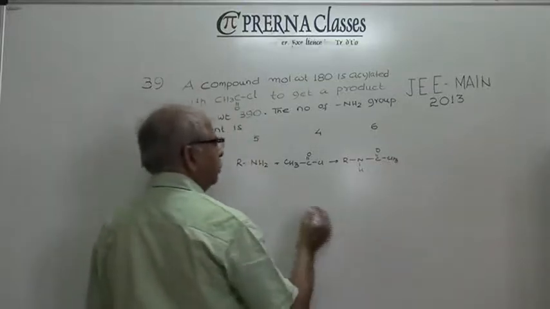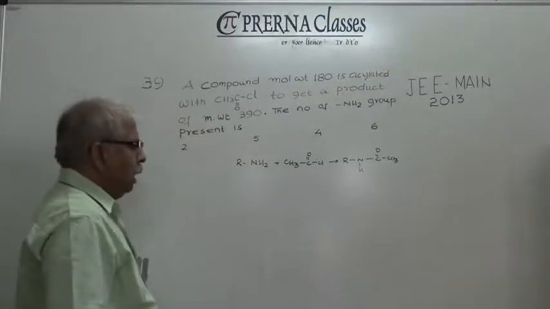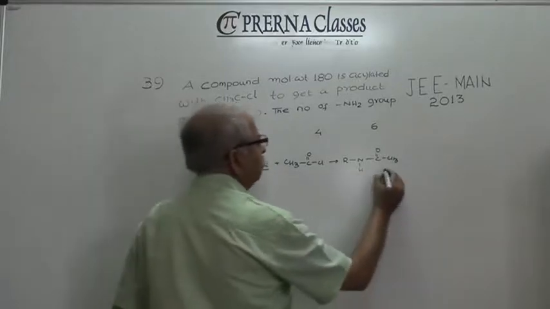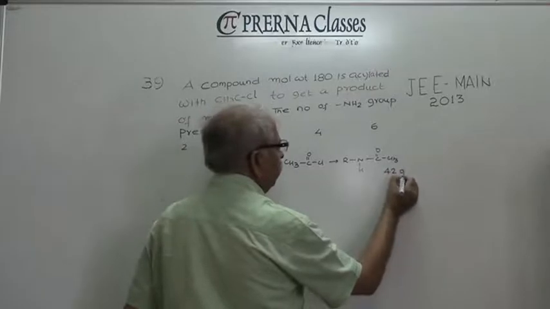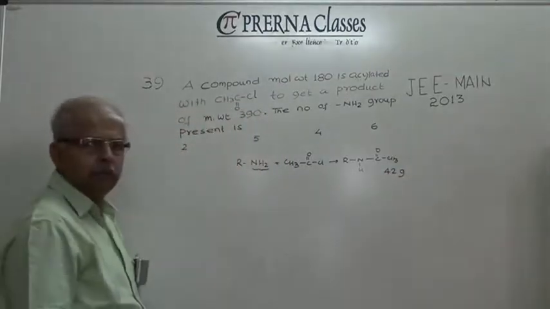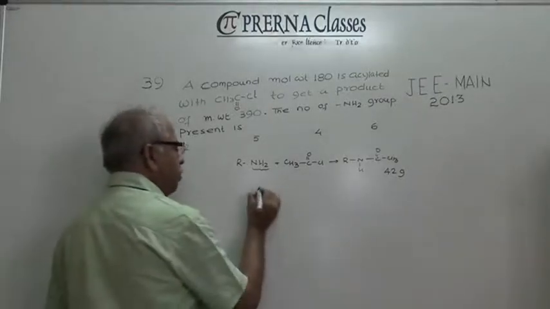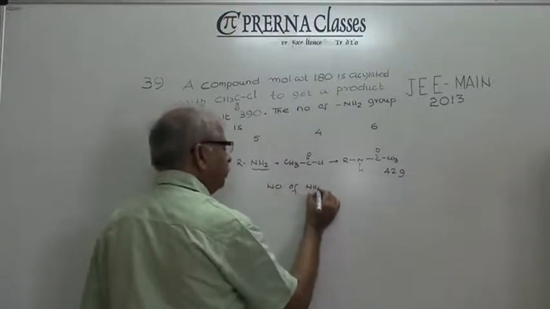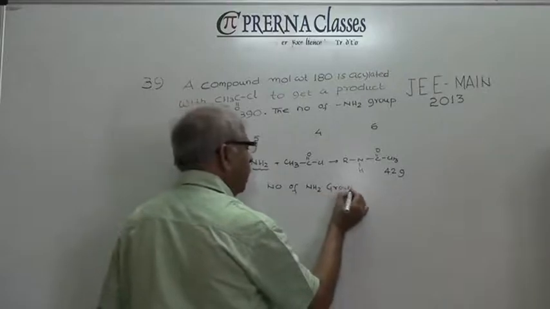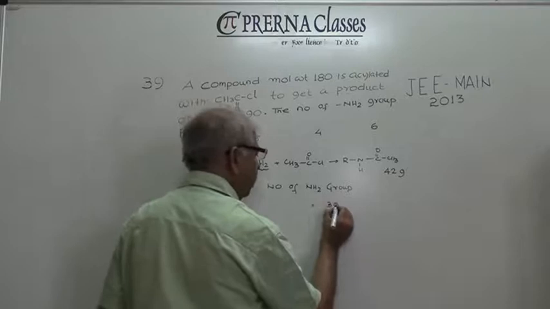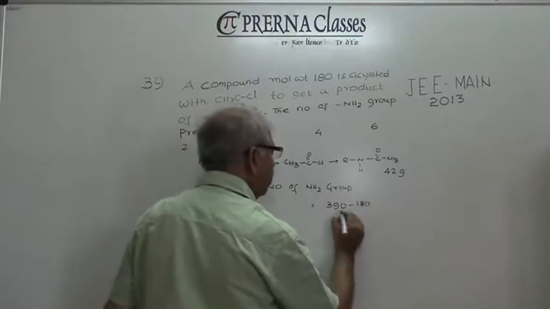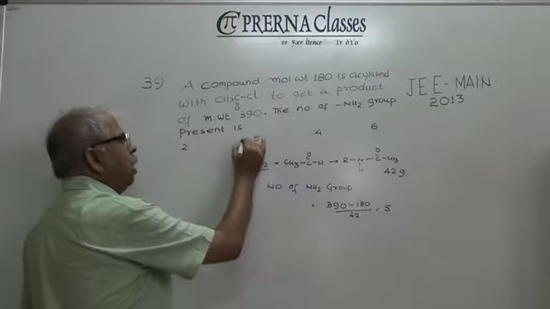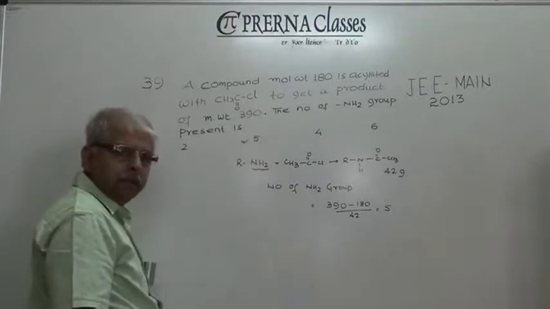Now if you look at it, the net increase in weight per NH2 is 42 gram. Therefore, the number of NH2 groups is nothing but (390 minus 180) by 42. That is equal to 5. So 5 is the correct answer.